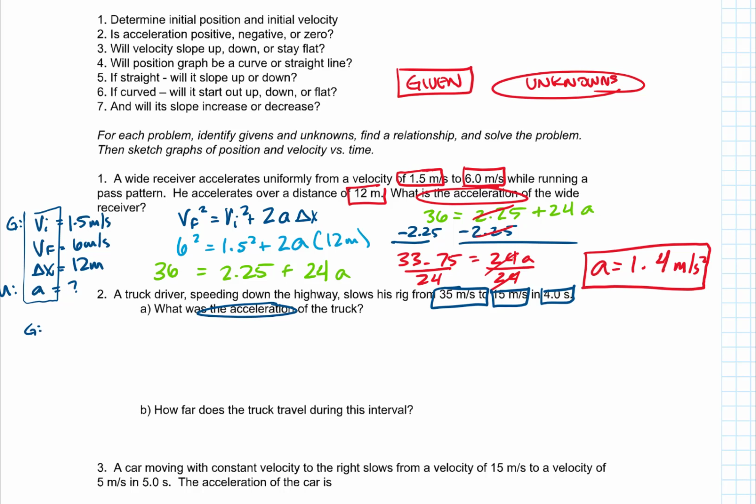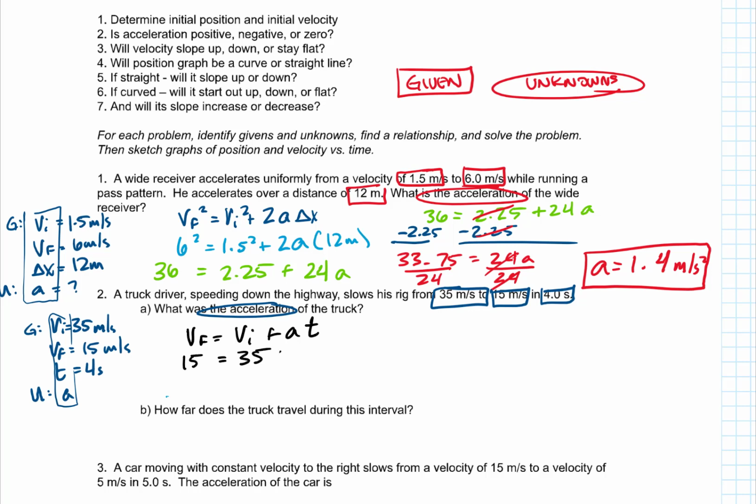So for this, my givens: my initial velocity is 35 meters per second. My final velocity is 15 meters per second. My time is 4 seconds. My unknown right now is the acceleration, so I want an equation that has all this in there. So we're going to pick the equation final velocity is equal to initial velocity plus acceleration times time. So my final velocity is 15, my initial velocity is 35, plus the acceleration, which we don't know, times the time of 4 seconds.